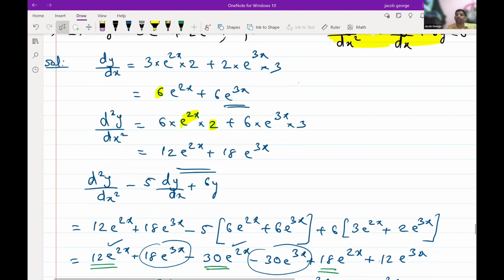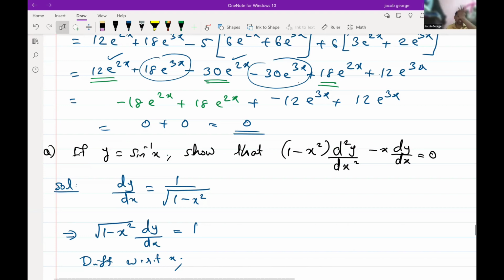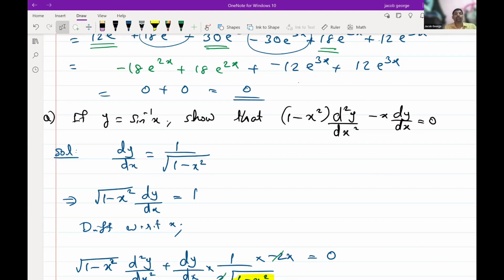If y is sine inverse x, show that (1 minus x square) d square y by dx square minus x dy by dx equal to 0. So first of all, we find dy by dx, that is 1 by root of 1 minus x square. When we do the cross multiplication, we get root of 1 minus x square into dy by dx equal to 1. Then differentiate with respect to x.